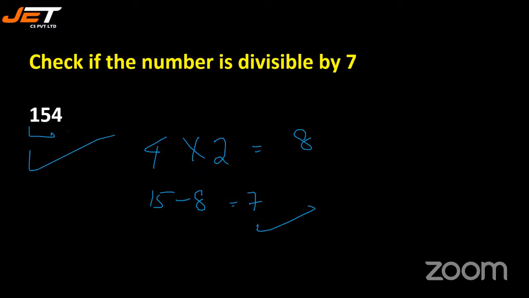Right. So the last one is 4. I'll do 4 times 2, which is 8. Remaining number is 15. What is 15 minus 8? 7. That means here I have got 7, right? Which is a multiple of 7. 7 is a multiple of 7. So here we can say that 154 is divisible by 7.